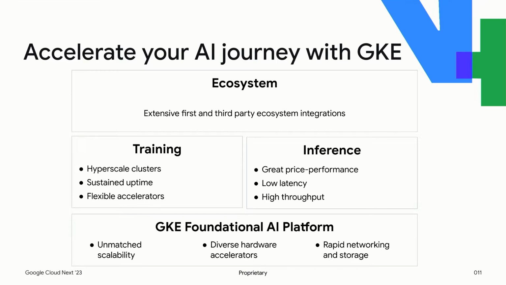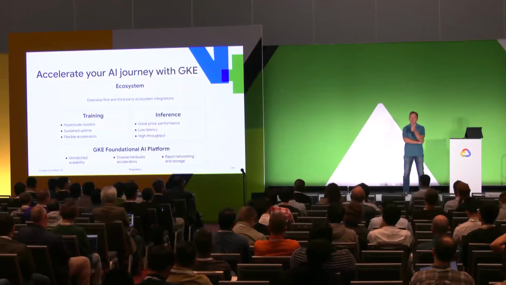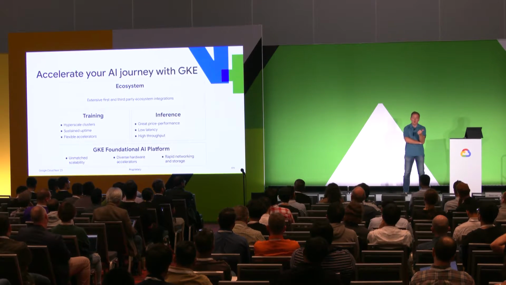On inference, the balance is different. The key things are the latency of your inference models, price performance, because especially for the large models, serving is super, super expensive, and third, high throughput for models that are successful for your business. So those are three key areas of investment that you will see happening in GKE as we integrate inference offerings.